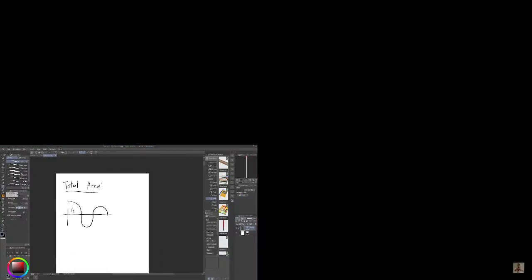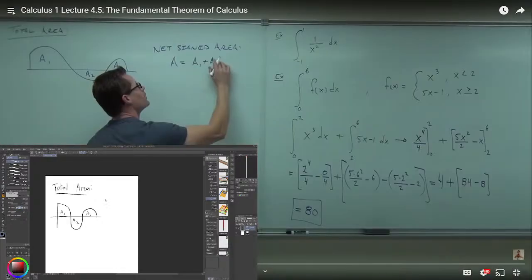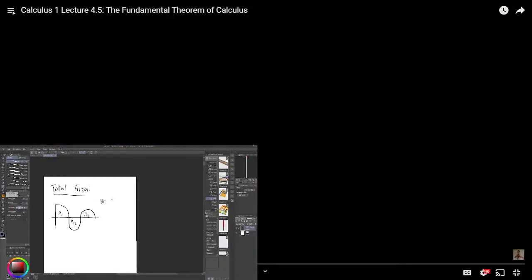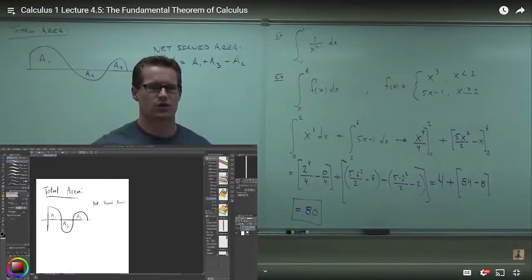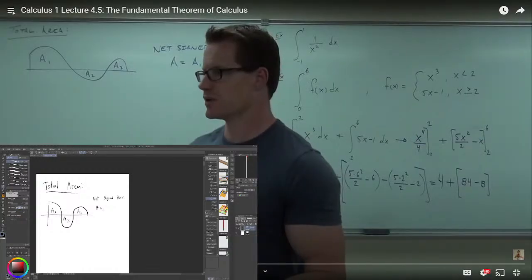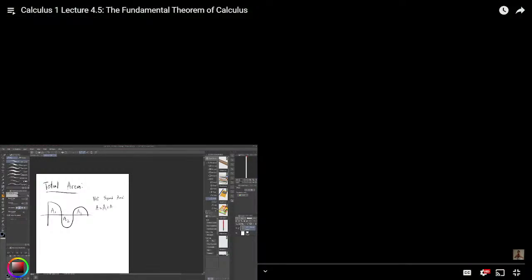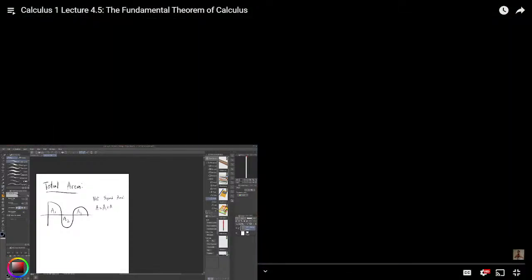You took the area 1, you took the area 3 because it was above the x-axis, and you subtracted area 2 because it was below. That is what your definite integral will do automatically. Without asking you, it will do that. Why does it do that? Well, because the area below counts as negative area for a definite integral.